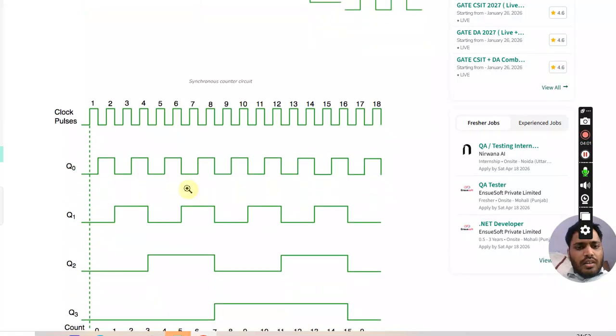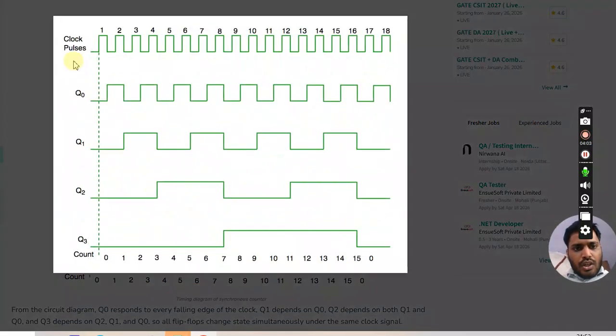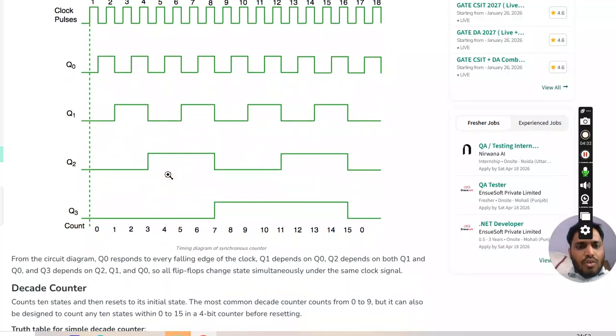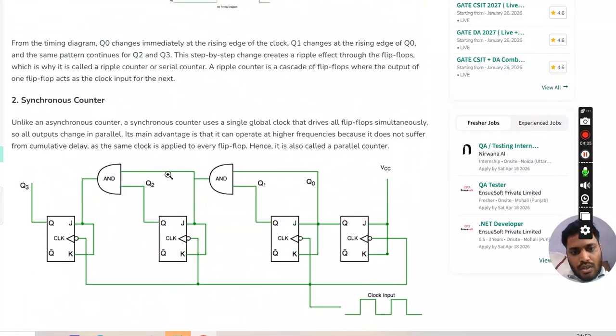So what is the timing diagram for this? You can see the clock pulses are there, 1, 2, 3, 4, and so on. Here we have Q0, Q1, Q2, Q3. Here the same thing happens: Q0 is continuous and a very active signal, whereas Q1 has a little delay, Q2 has slightly more delay than Q1, and Q3 has more delay compared to Q2 and Q1. So that's why we have the count signal and there is a delay in subsequent outputs. That is the difference here in the synchronous counter.